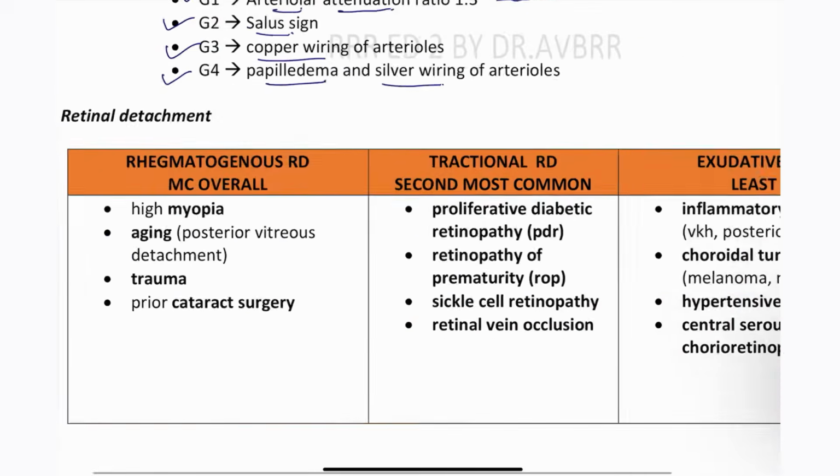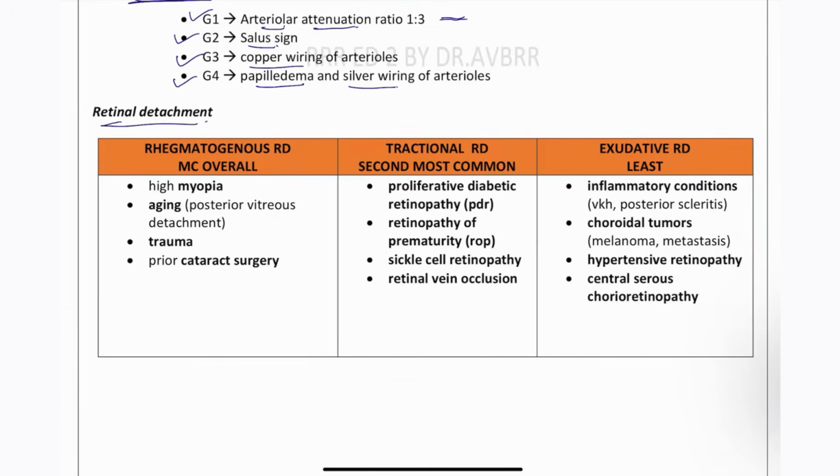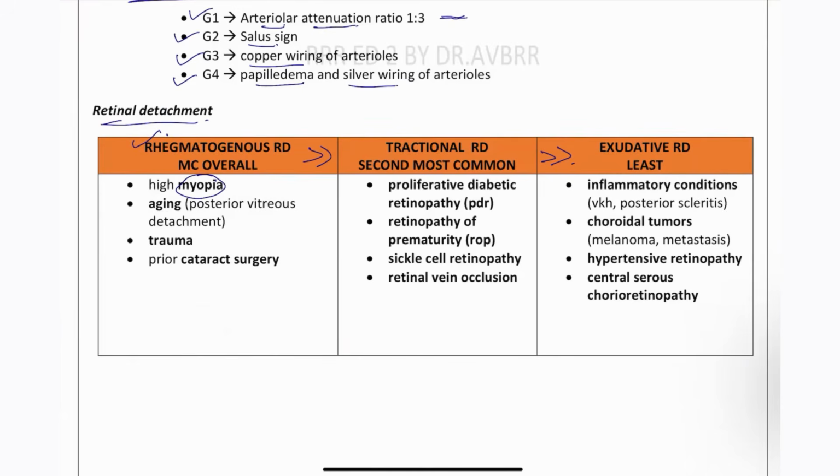Next, moving on to another important topic, retinal detachment. Rhegmatogenous is the most common overall. For rhegmatogenous detachment, the most common causes are high myopia, aging, trauma, and previous cataract surgery.